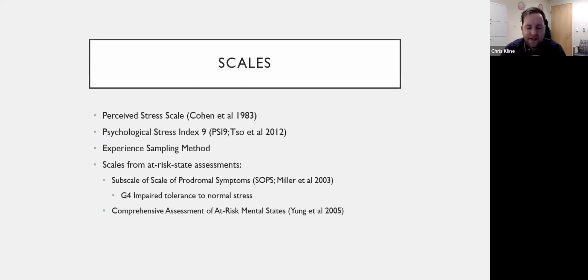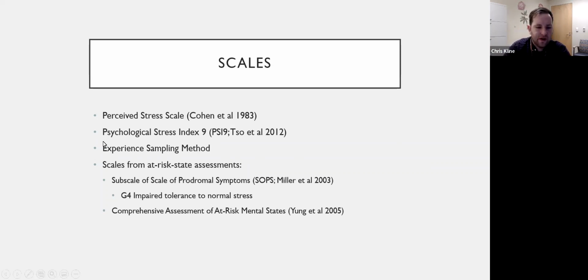So there are a few different scales used to measure stress sensitivity. I mentioned the perceived stress scale at the top here because it's the basis for the Psychological Stress Index 9, or the Psy 9. And that's what I'm going to highlight over the next few slides because it was developed here and is used in the PrEP clinic. So it'll be the one that you will most likely encounter.